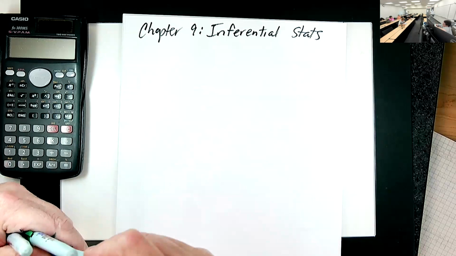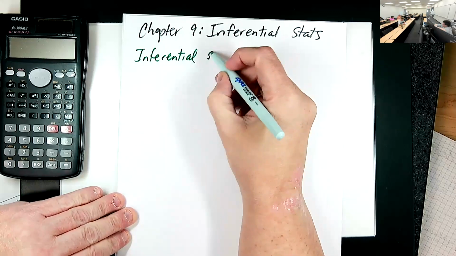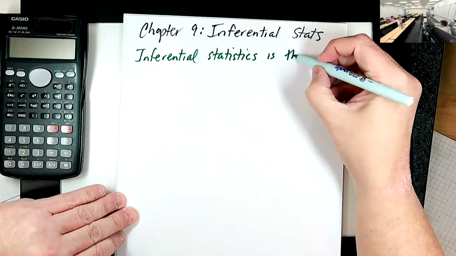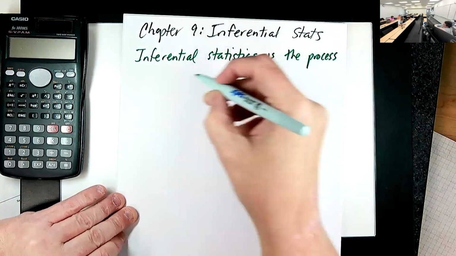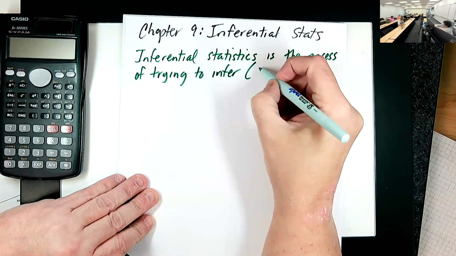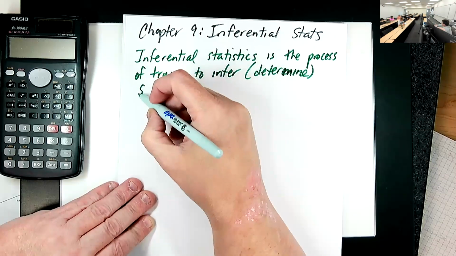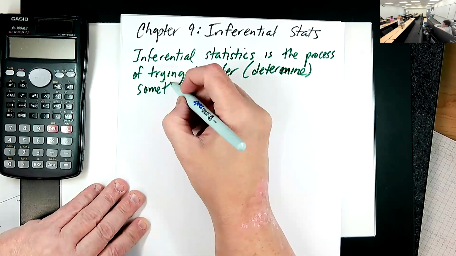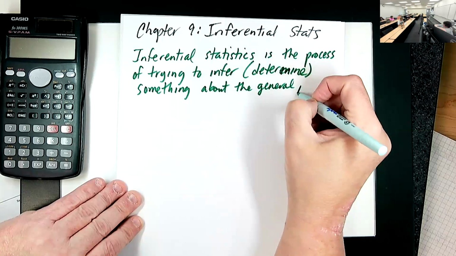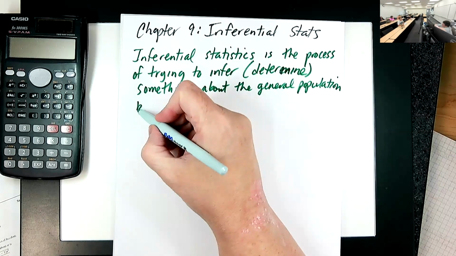Inferential statistics is the process of trying to infer something, which is kind of like determine something about the general population based on the data that is collected from a sample.